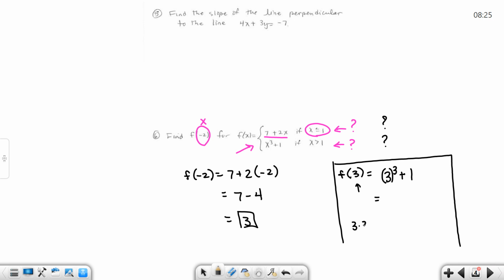Now, what is 3 cubed? Write it down and figure it out if that's what it takes. But we'll get 27. And 27 plus 1 gives us 28.